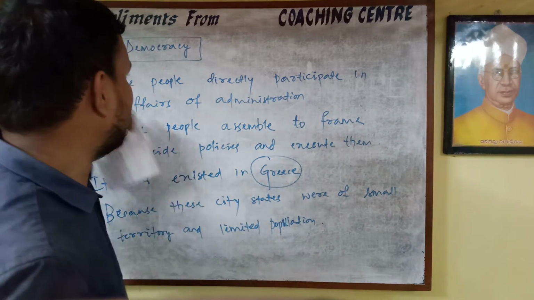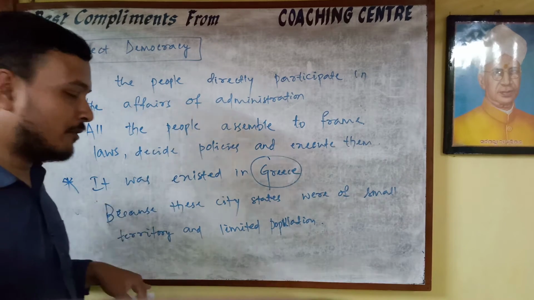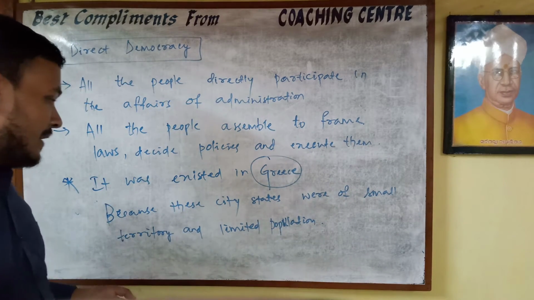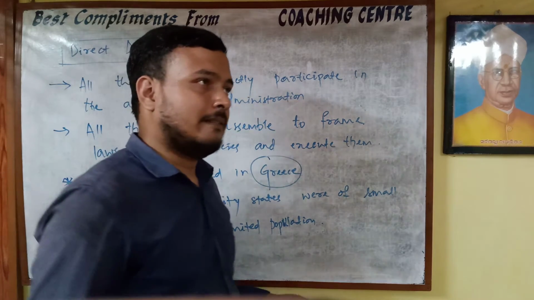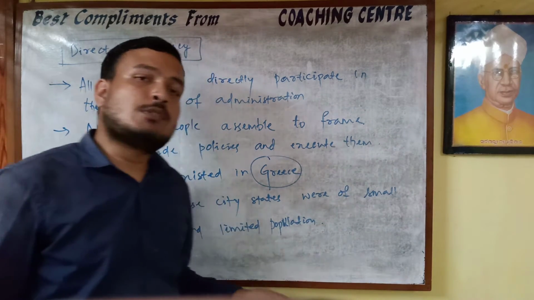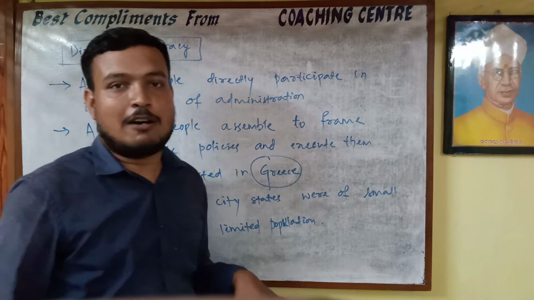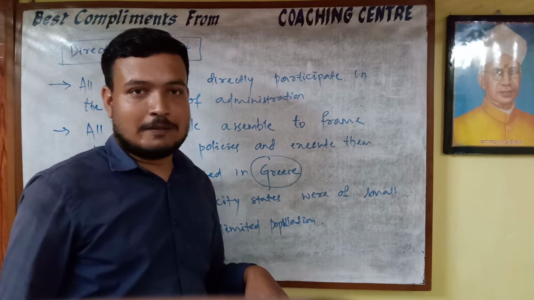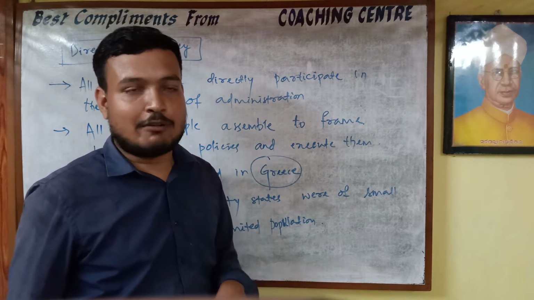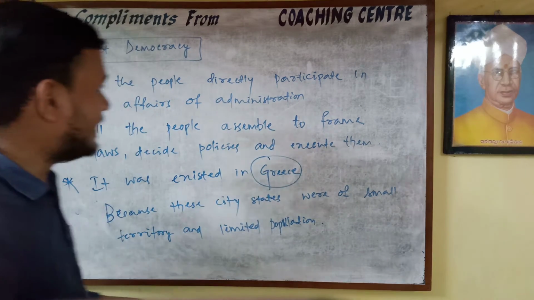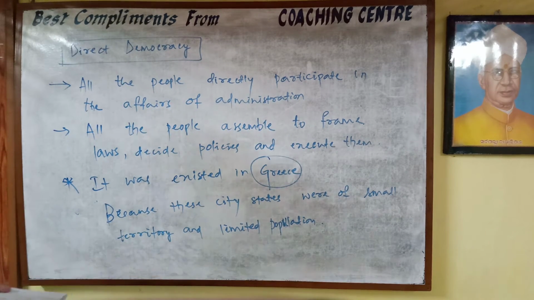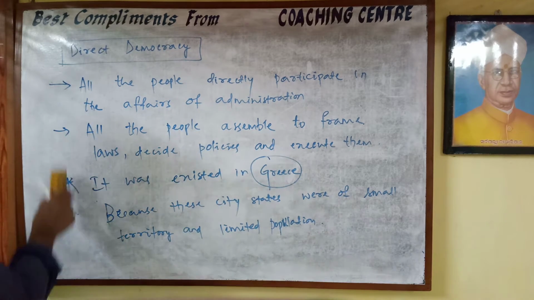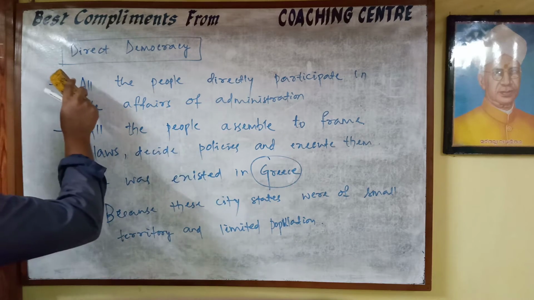So basically direct democracy is possible in countries having small territory and limited population. In the present world, in Switzerland, direct democracy is somehow present, in their cantons. A canton is similar to a state in our India. In their cantons direct democracy is still prevailing now. So this is all about direct democracy, the introduction part.